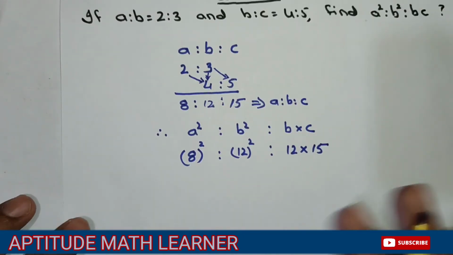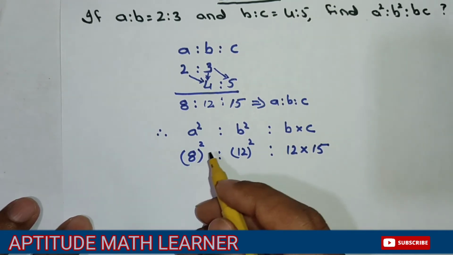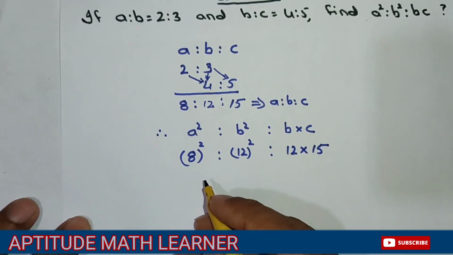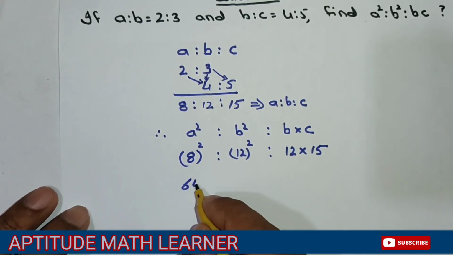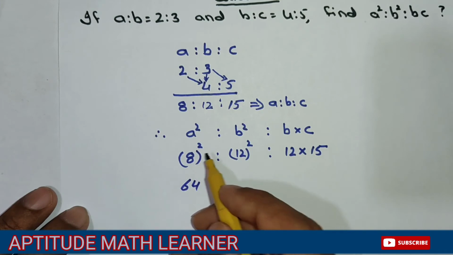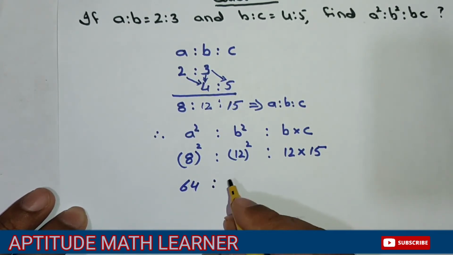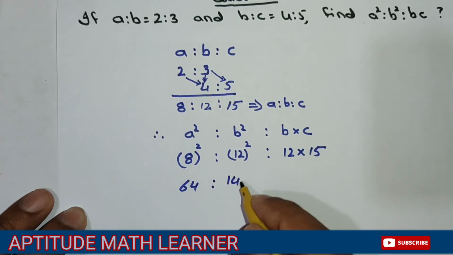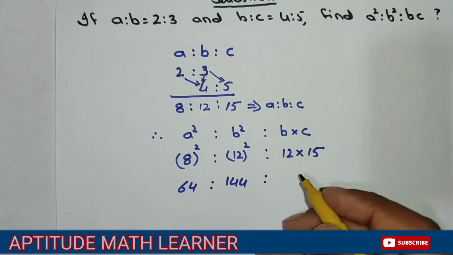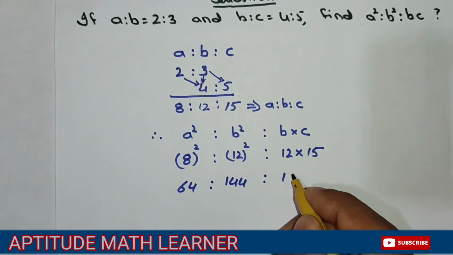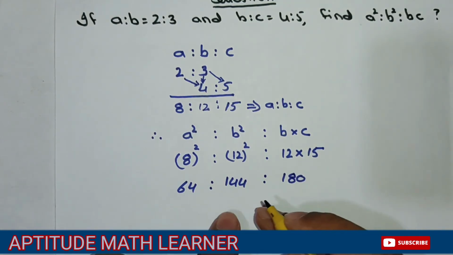So now 8 multiplied by 8, since it is square, we get 64. So 8 square is 64 ratio, and for 12 square we get 144 ratio, and 12 multiplied by 15 we get the answer 180. So here we have just found the values.